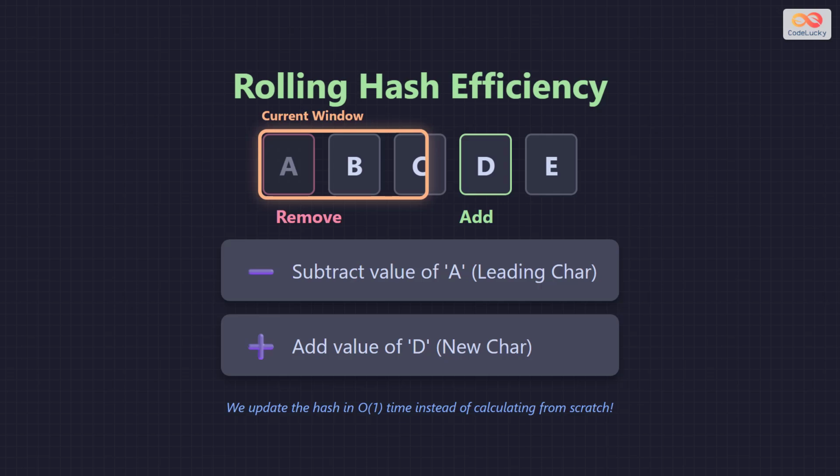Calculating the hash for every window from scratch would still be slow. This is where the rolling hash comes in. When we slide the window, we don't recalculate everything. We simply subtract the value of the character leaving the window and add the value of the new character entering it. This happens in constant time.